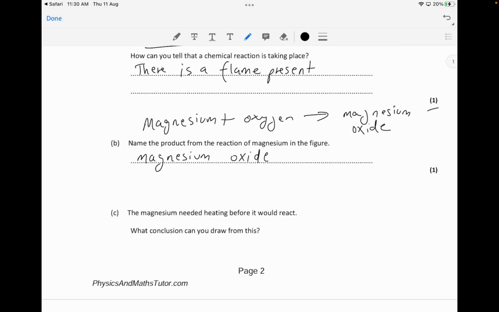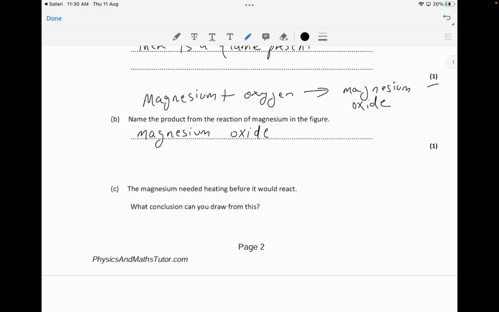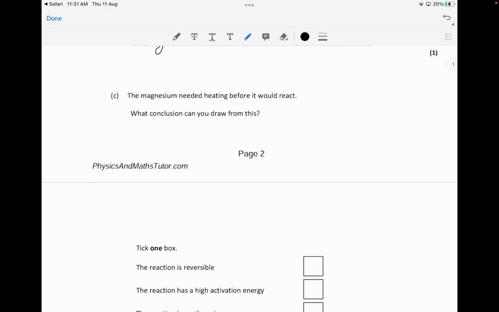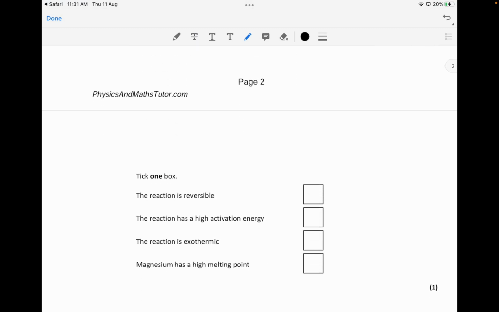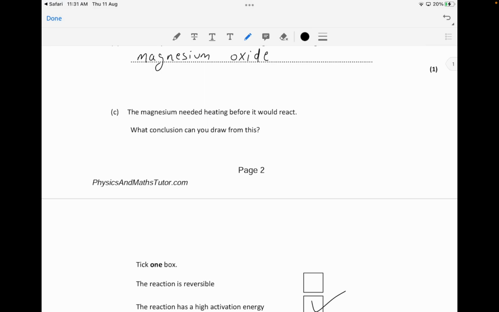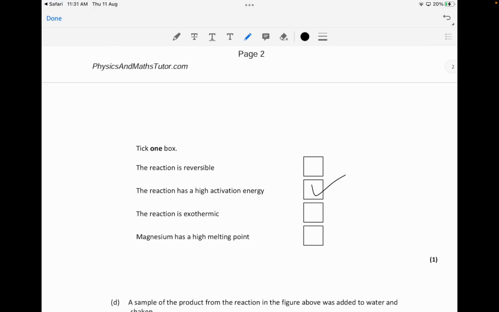It states that the magnesium needed heating before it will react. What conclusion can you draw from this? It needed heating, so you can say that the reaction has a high activation energy. That's the only reason the magnesium would need heating before it reacts. It has a high activation energy in order to break it down. Alright, so we can move on to the next question.